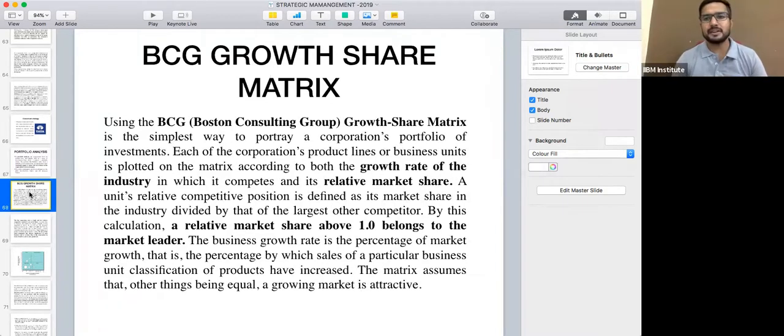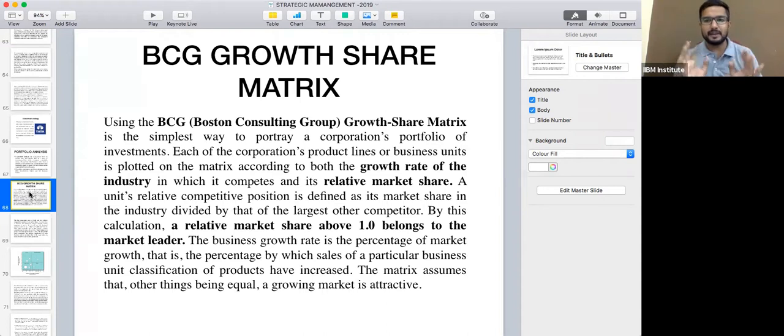The next part is the BCG matrix, which stands for the Boston Consulting Group growth share matrix. What exactly is the utility of the BCG growth share matrix? Basically, it advises the company on two grounds. The first is business growth rate, and the second is the competitive position of the company. Remember again two things: growth rate and competitive position.